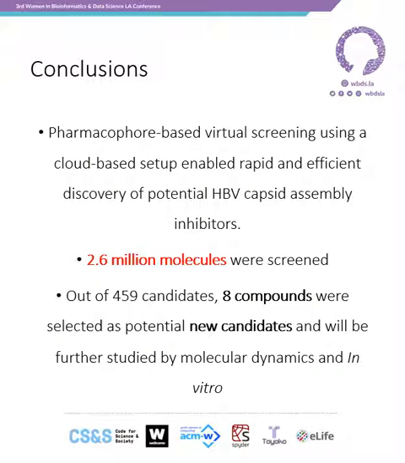So, we can conclude that in silico tools such as pharmacophore-based virtual screening using a cloud-based setup enable rapid and efficient discovery of potential hepatitis B virus capsid assembly inhibitors. Specifically, 2.6 million molecules were screened, identifying 459 candidates that were analyzed using molecular docking. 8 compounds were selected as potential new candidates and will be further studied by molecular dynamics to determine the stability of the ligand-protein complex and used in in vitro models.